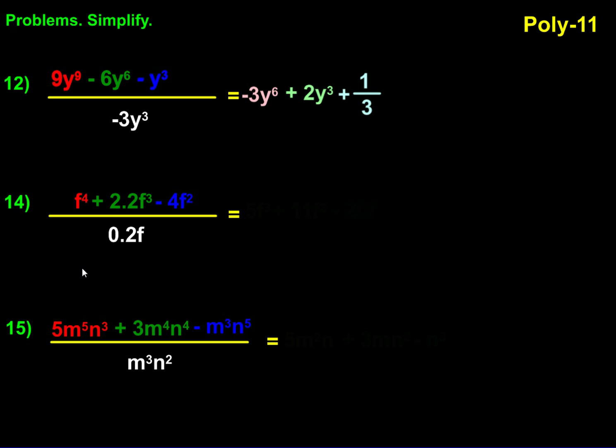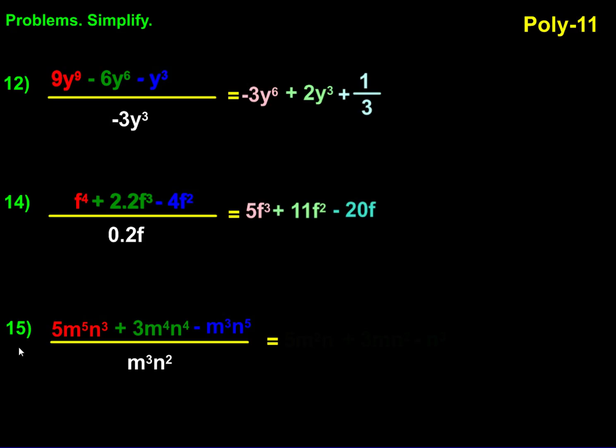Now we'll take a look at 14. Same idea. This time we're going to be dividing each of these by 0.2f. So if we divide 4f by 0.2f, we get 5f to the 3rd. If we divide 2.2f to the 3rd by 0.2f, we get positive 11f to the 2nd. And if we divide negative 4f to the 2nd power by 0.2f, we get negative 20f.